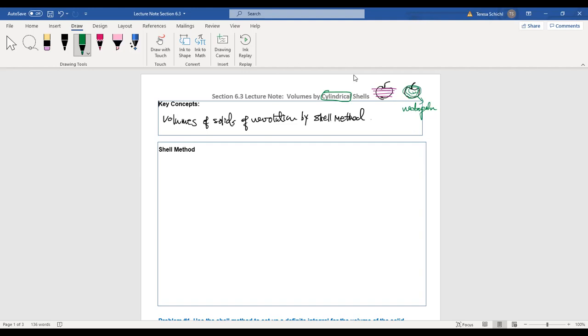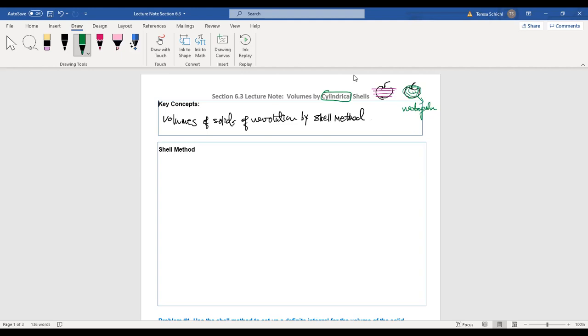Like I said, if the problem says to find the volume, you can use the disk method or the shell method. Sometimes the disk method is very difficult or has more steps involved, and then you can use the shell method. Or sometimes the disk method is easier than the shell method.